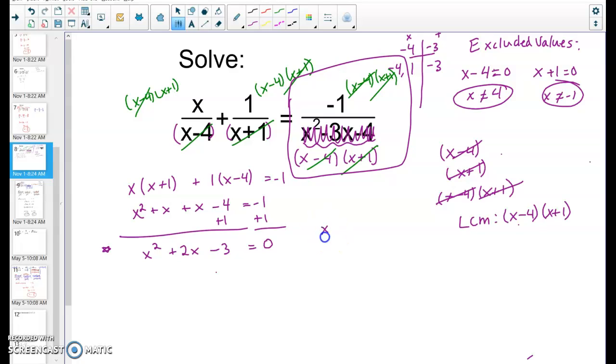I'm seeing what numbers multiply to negative 3 and add up to 2. So that would be a positive 3 and a negative 1. We'll add up to a positive 2. So my factors then become x plus 3 and x minus 1. Now I'm going to set those equal to 0, each factor, and solve for x this way.